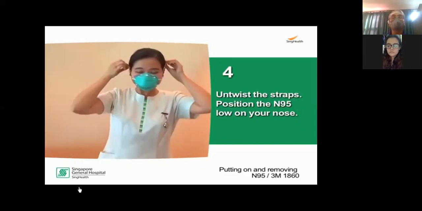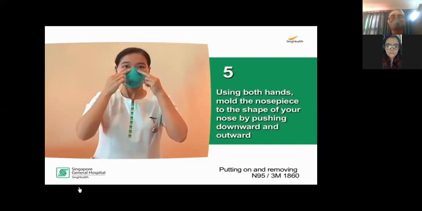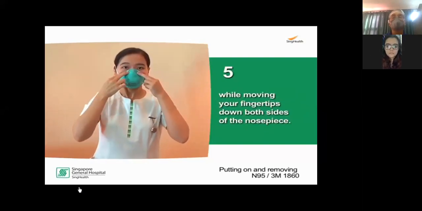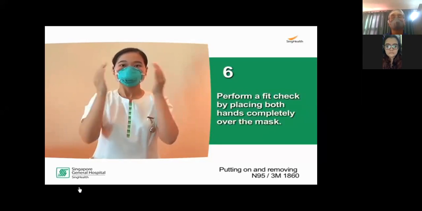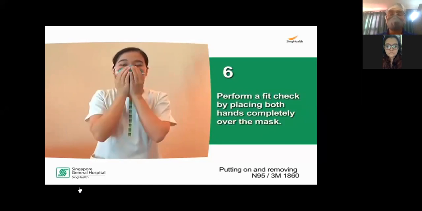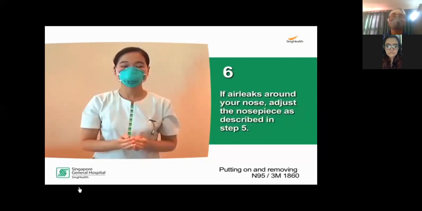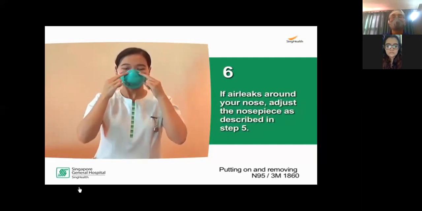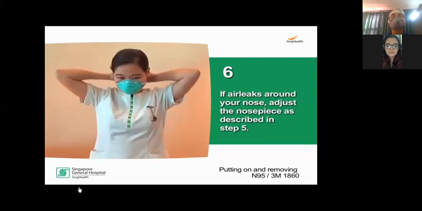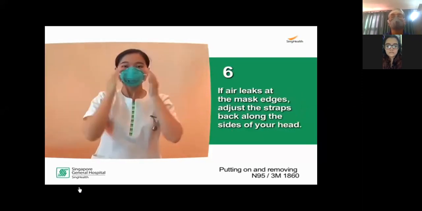Mold the nose pin to the shape of your nose by pushing downward and outward, while moving your fingertips down both sides of the nose piece. Perform a fit check by placing both hands completely over the mask. Be careful not to disturb the position and exhale sharply. If air leaks around your nose, adjust the nose piece as described in step 5. If air leaks at the mask edges, adjust the straps back along the sides of your head. Perform the fit check again if an adjustment is made.